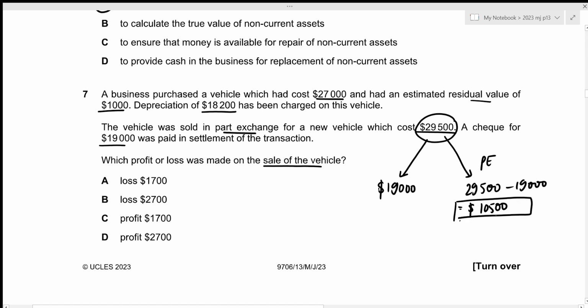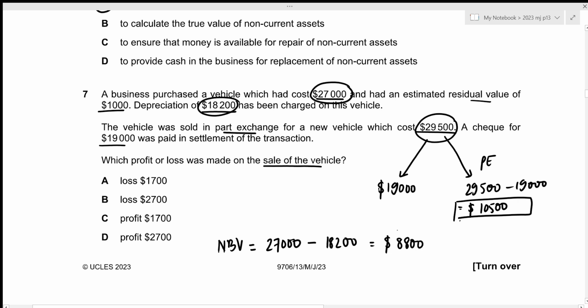And in order to figure out whether there had been a profit or loss on disposal, we just need to figure out the net book value of the disposed asset. And we're told that depreciation of 18,200 had been charged on that vehicle and the cost was 27,000. The formula for net book value is cost, which is 27,000, minus the accumulated depreciation, which is 18,200. This gives the net book value to be 8,800.